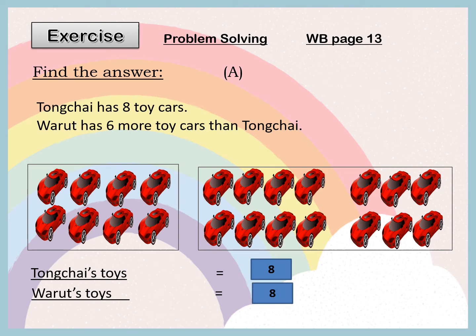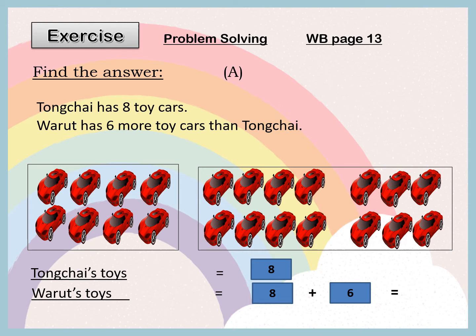He's got 8, plus how many more? 6 more. So we are going to add 8 and 6. Now show me your finger. We are going to count Warut's toy cars all together. 8 plus 6. Ready? Go.